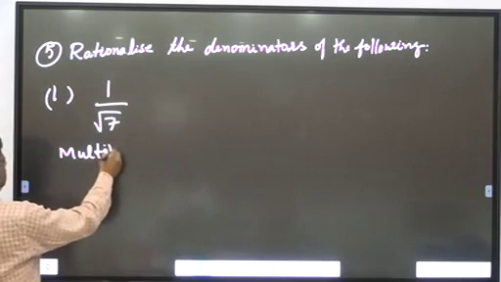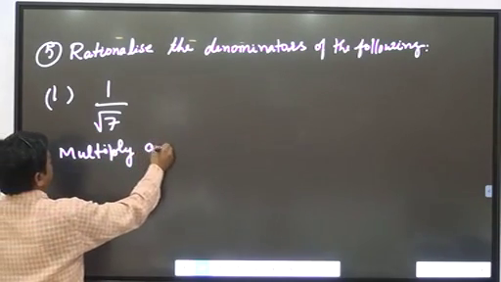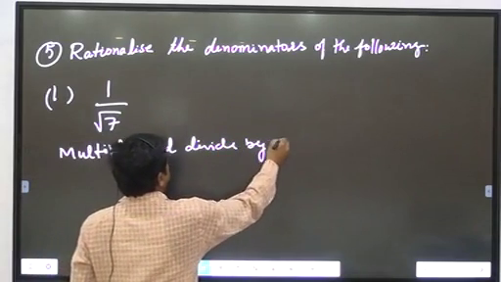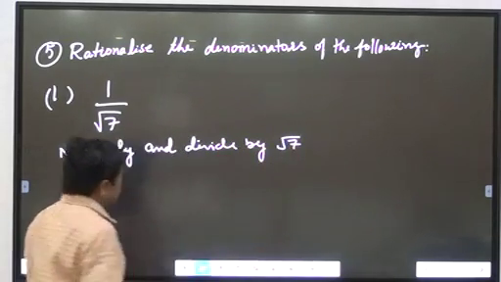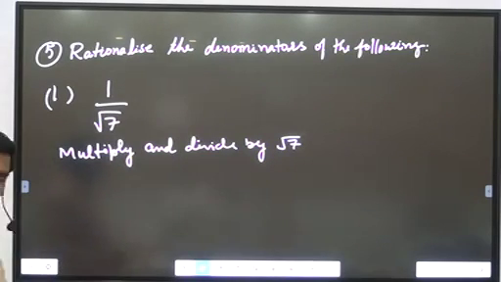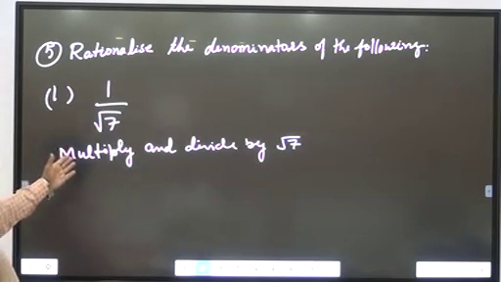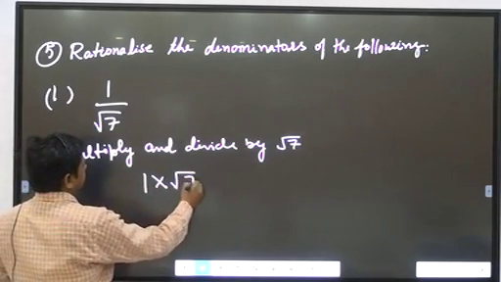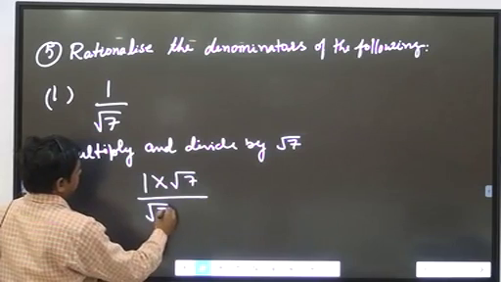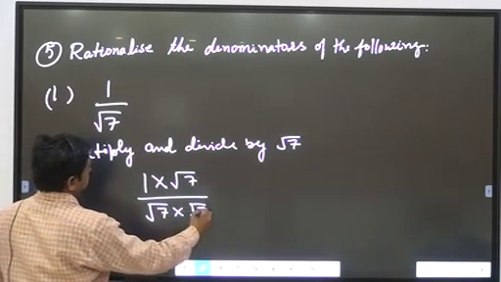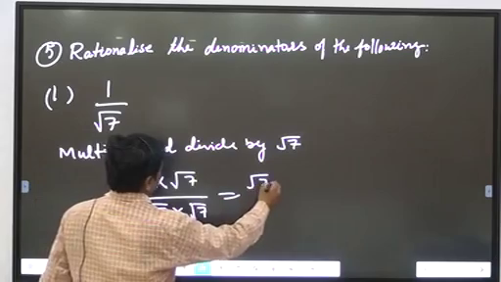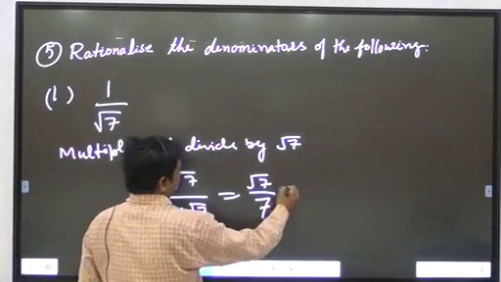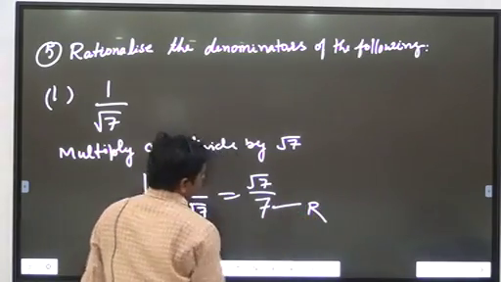by under root 7. Generally we can use the conjugate of the given number, but here under root 7's conjugate is also under root 7. So multiply by under root 7 in numerator and denominator. So under root 7 in the numerator, and when you multiply under root 7 by under root 7, finally we get 7. So the denominator becomes rational.